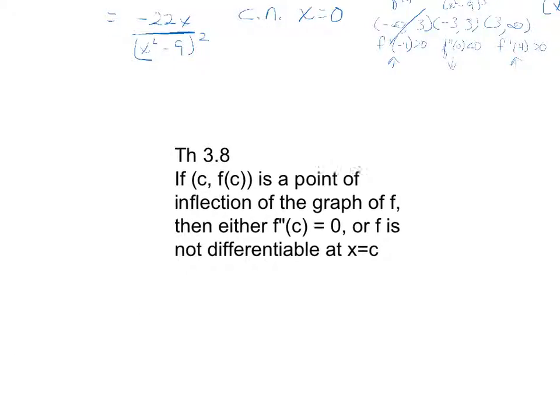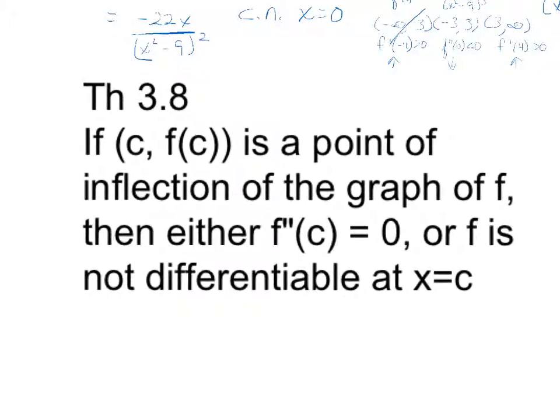And we have a theorem that helps us to find the point of inflection. If (c, f(c)) is a point of inflection of the graph of f, then either the second derivative is 0 or the function is not differentiable at x equals c. So if we're going to find the point of inflection, you have to do this in setting up your intervals. You find where that second derivative equals 0, or the point where the function is not differentiable. That could be a point of inflection if you have a vertical tangent line. And you can determine the point of inflection by finding that value where the second derivative is 0 and plugging that back into your original function.